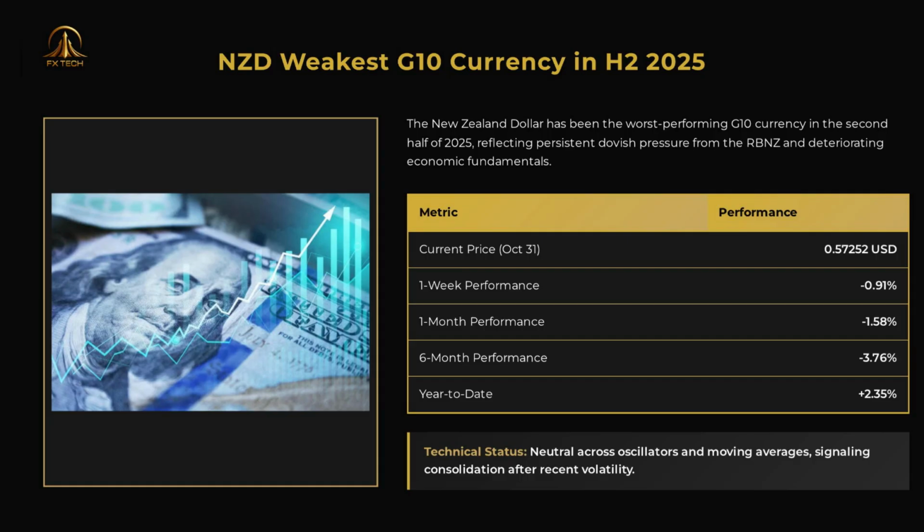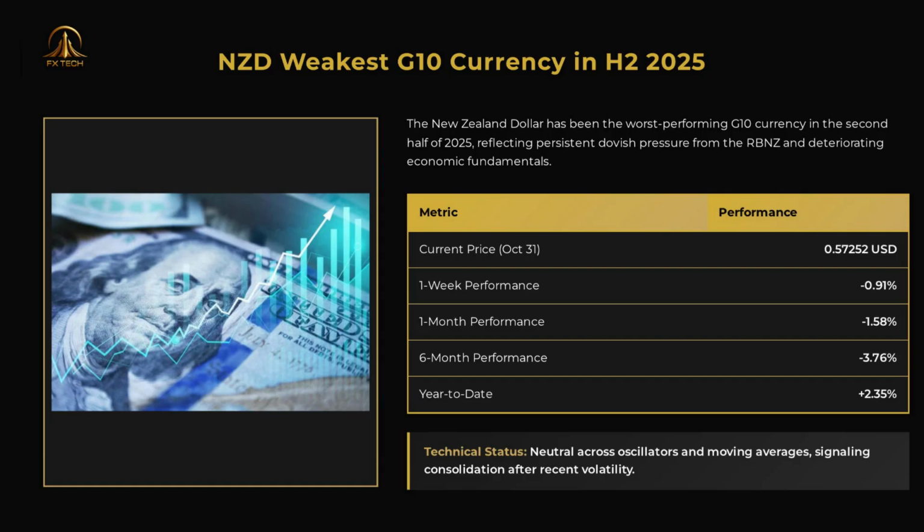The New Zealand dollar has earned the unfortunate distinction of being the worst-performing G10 currency in the second half of 2025. As of October 31st, NZD/USD is trading at 0.57252, reflecting persistent weakness across multiple timeframes. The one-week performance shows a decline of 0.91%, while the one-month performance is down 1.58%. Looking at the six-month picture, we see a significant drop of 3.76%.